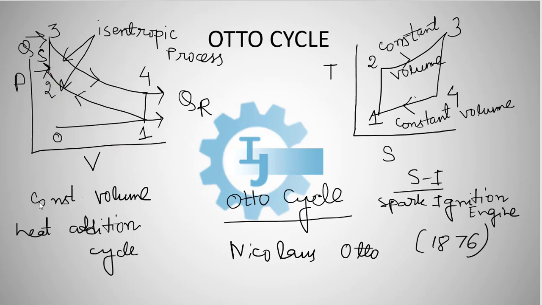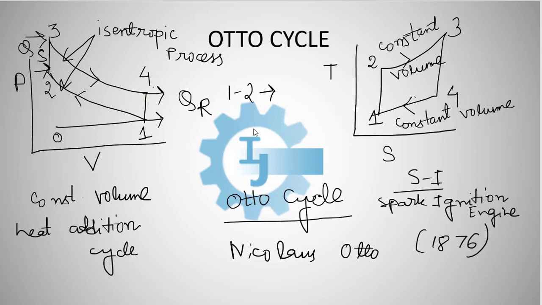During the process 2 to 3, what happens? The heat is supplied reversibly at constant volume. This process corresponds to spark ignition and combustion in the actual engine. The process 3 to 4 is isentropic expansion, and process 4 to 1 is constant volume heat rejection.